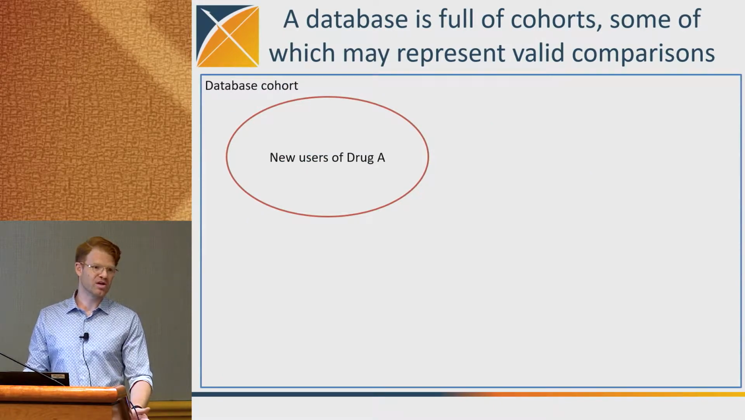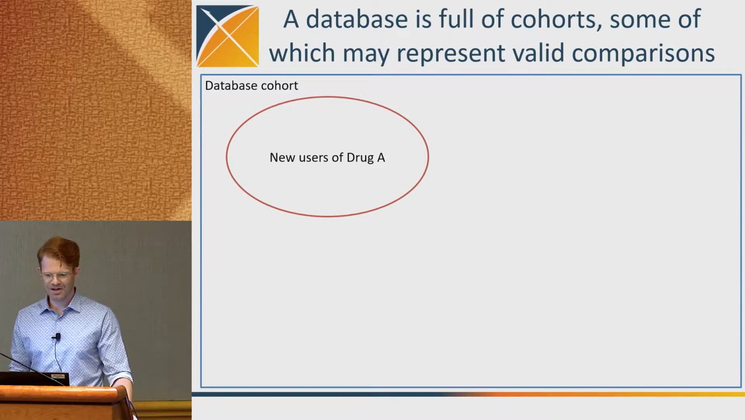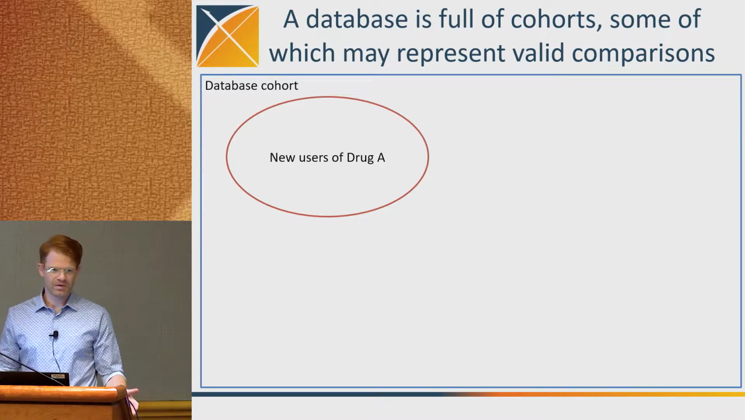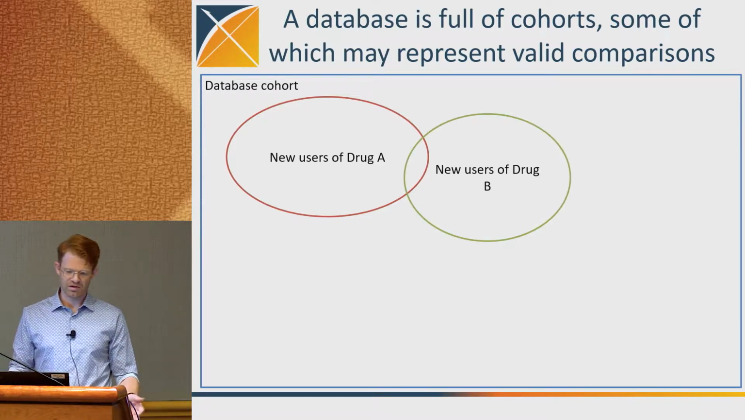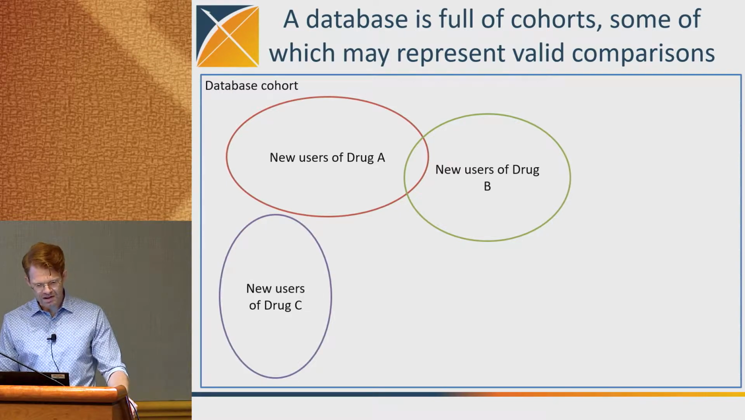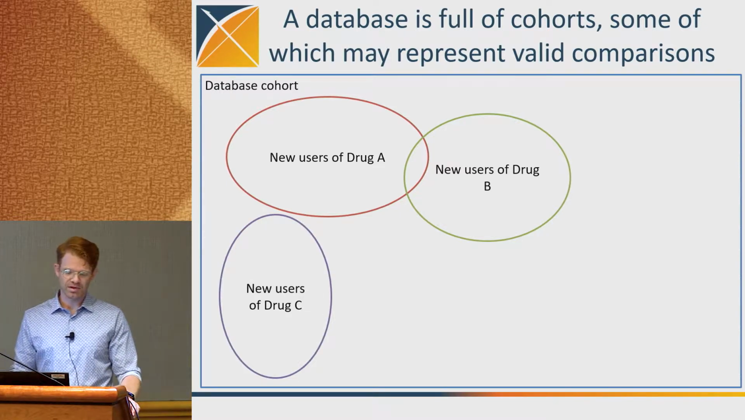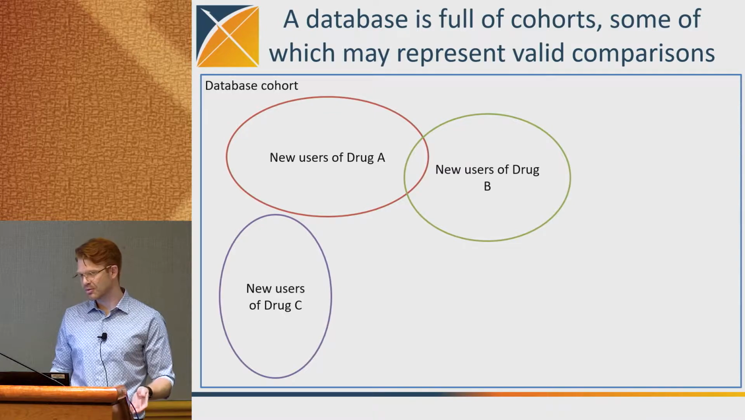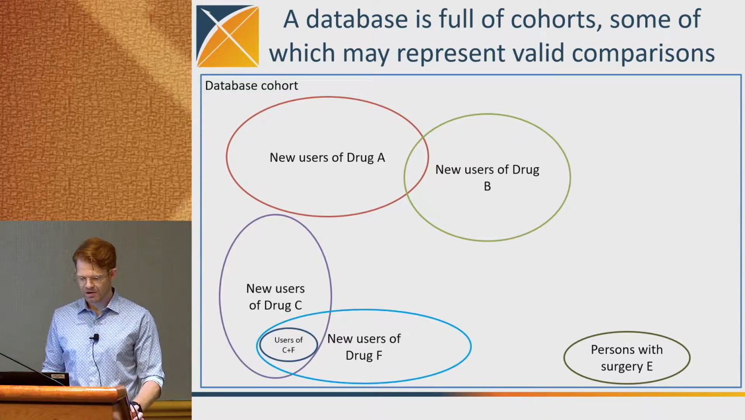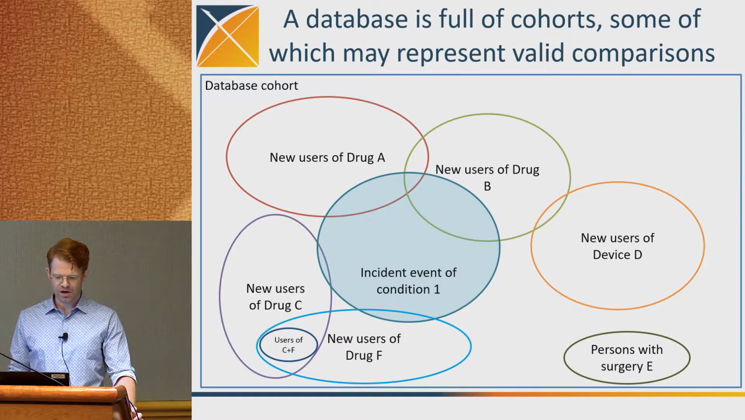Databases are full of cohorts. Anything you can dream up is in there. But some of them may represent valid comparisons, like we were talking about before, and some of them not. So there are new users of drugs, and there's overlap between people that have taken drug A and drug B. Maybe people that have taken drug C, there's no overlap between people that have taken drug A and drug B. There's the knee replacement surgery people, they're not users of these others. And you can go on and on.